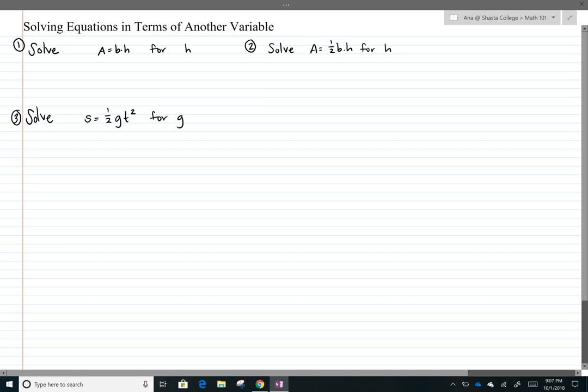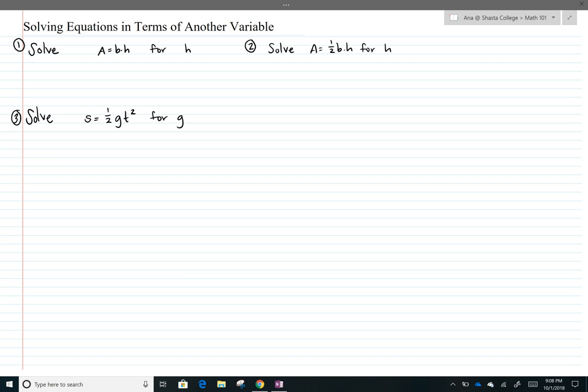Hi, today I want to talk about solving equations in terms of another variable. I've given three equations here. The first equation is an area formula for a rectangle, the second equation is area for a triangle, and the third equation is a distance in terms of time and gravity.